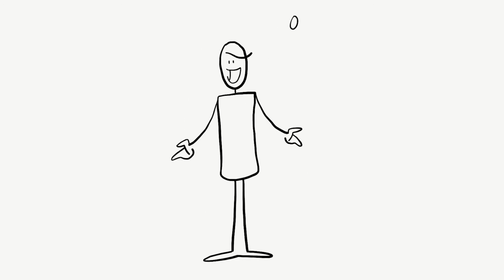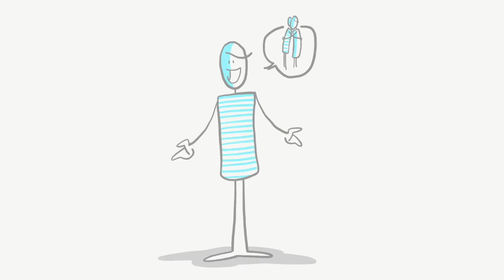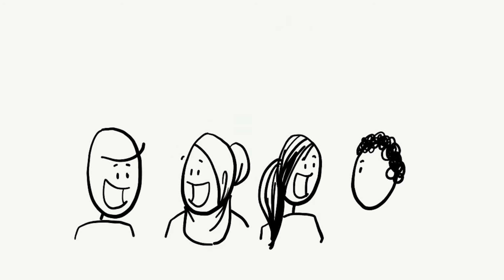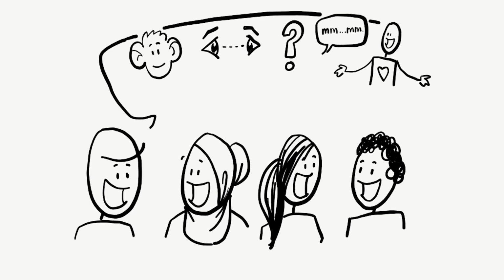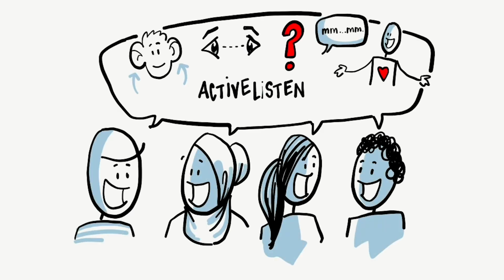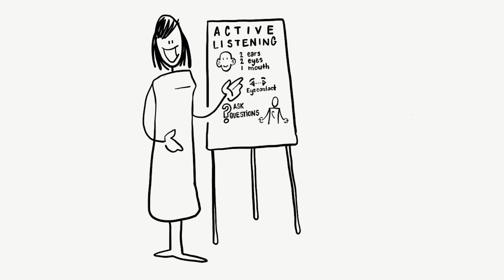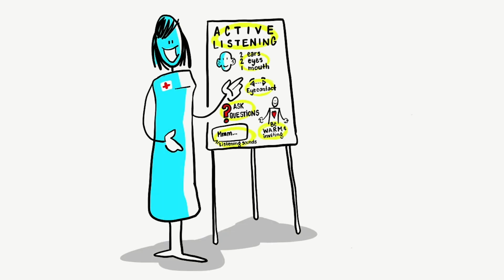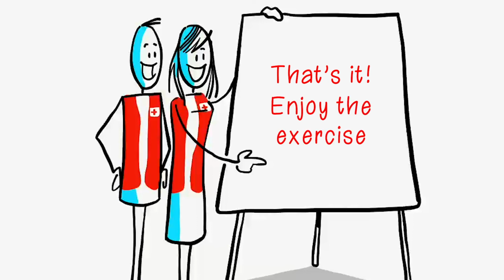Finalize the exercise by asking the storytellers and the listeners how it felt this time. Allow some time for discussion and reflection on what it means to be a good listener and why it's important. If you want, you can also do a flip chart with advice on how to be a good active listener. And that's it. Enjoy the exercise.